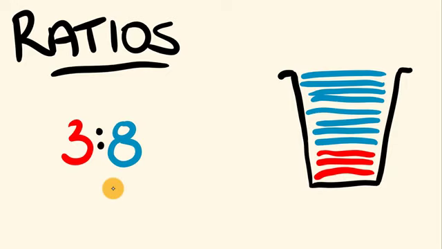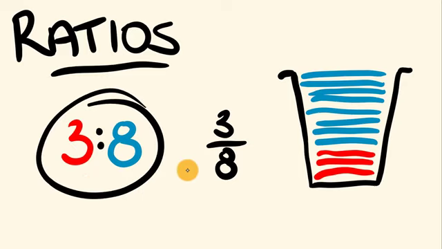You can also write them as a fraction, where we'd say 3 over 8 is the amount of cordial compared to the amount of water. But largely, ratios are set up and seen like this here.